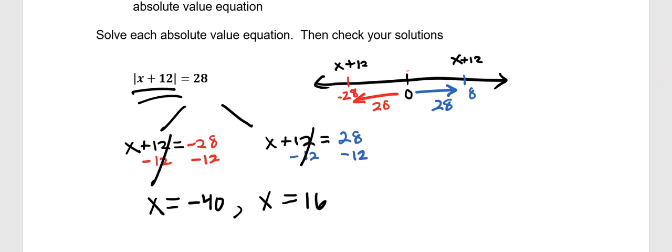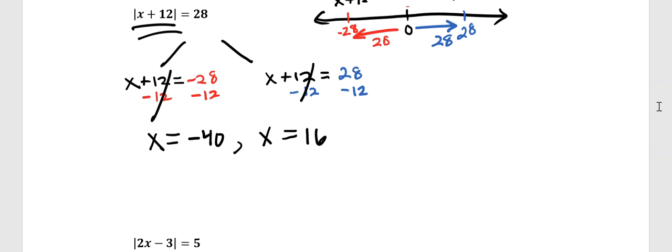Either 28 spaces to the right of 0 or 28 spaces to the left of 0. So one equation, x plus 12 equals negative 28. The other equation, x plus 12 equals 28, and then just solve through. So if we were to do a quick check, we'll just do the check over here quickly.